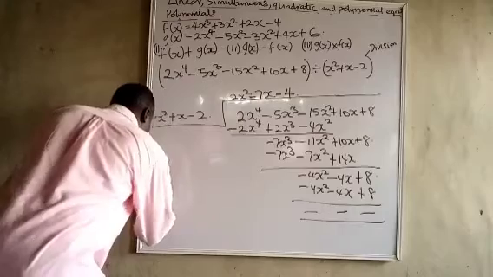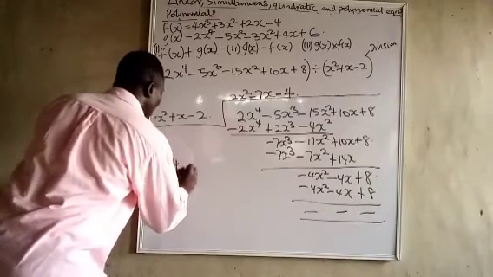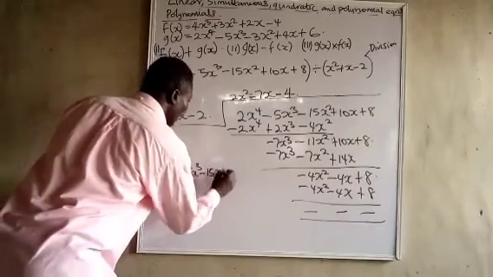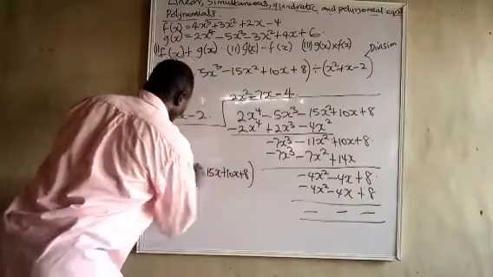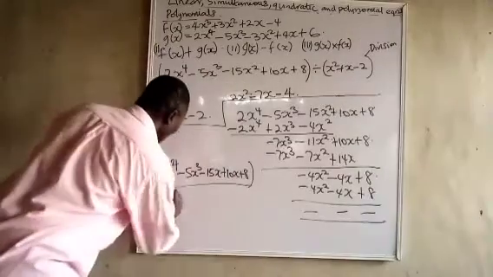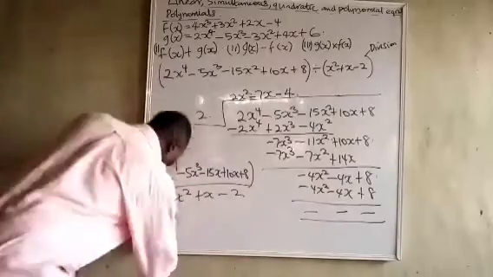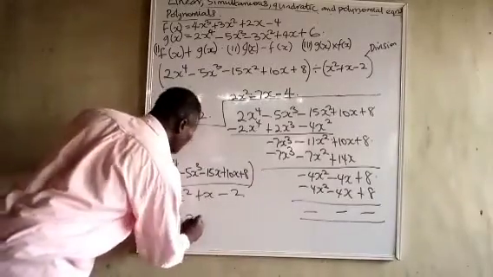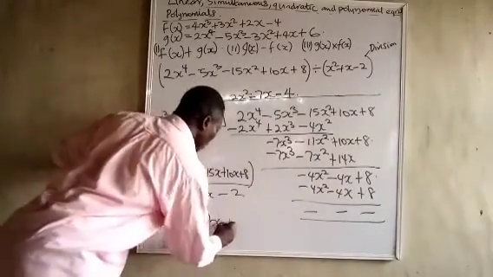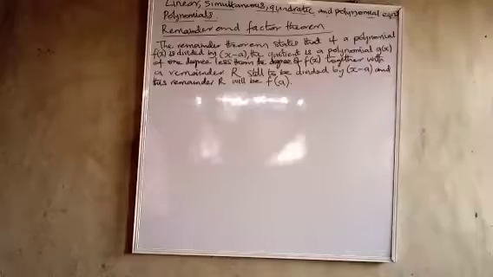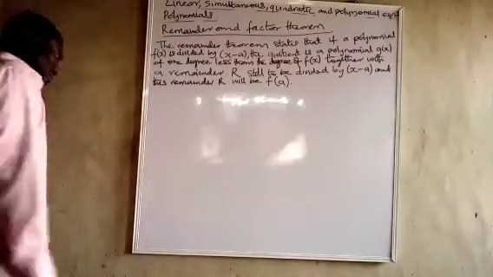So, 2x to the power 4 minus 5x cubed minus 15x squared plus 10x plus 8 divided by x squared plus x minus 2 is equal to 2x squared minus 7x minus 4. That's an easy way to look at it. This is the commonest way of having it. Now we can conveniently talk about the remainder and factor theorem, just to mention them.